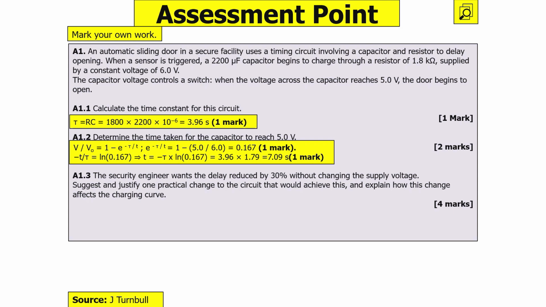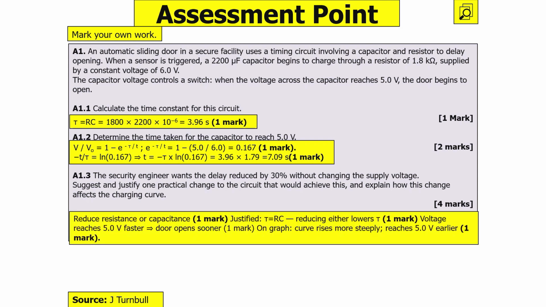Finally, to get that 30% reduction, you would either reduce the resistance or the capacitance. This is justified as T equals RC, so reducing either R or C lowers the value of T. This means that our voltage reaches 5 volts faster and therefore our door opens sooner. Now on the graph, the curve will rise more steeply and reach 5 volts earlier, but follow the same general pattern.